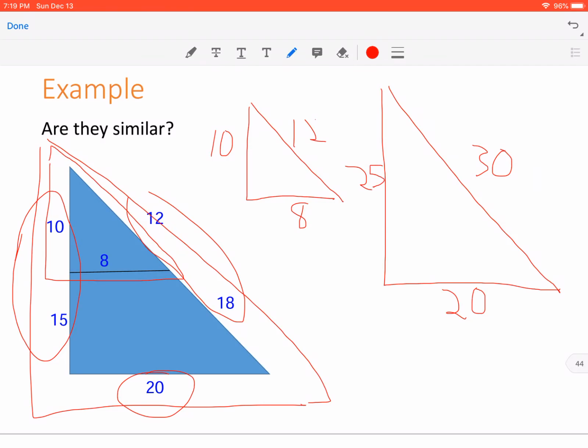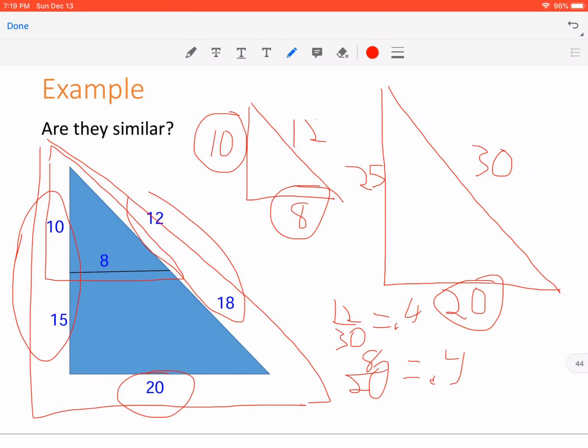Now you should clearly be able to see who goes with who. Who does 12 go with? 12 is the hypotenuse, goes with 30. So do 12 divided by 30, assuming this was the right triangle. So 12 divided by 30 should be also 0.4. 8 goes with 20. Do 8 divided by 20. That is also 0.4. And the last one to check, again, make sure you check all three. Do 10 divided by 25. 10 over 25 is also 0.4. Okay? So again, yes, they are similar.